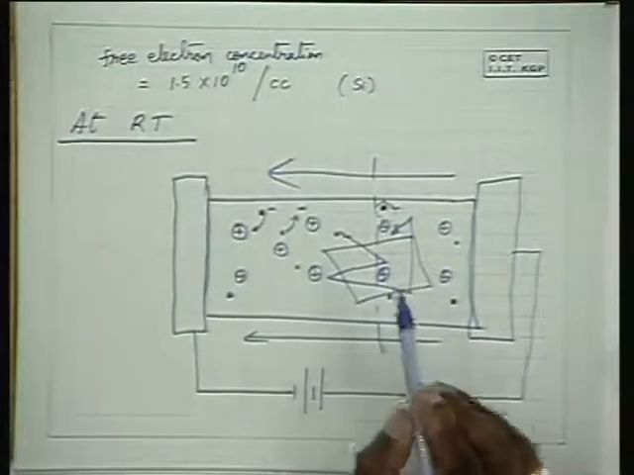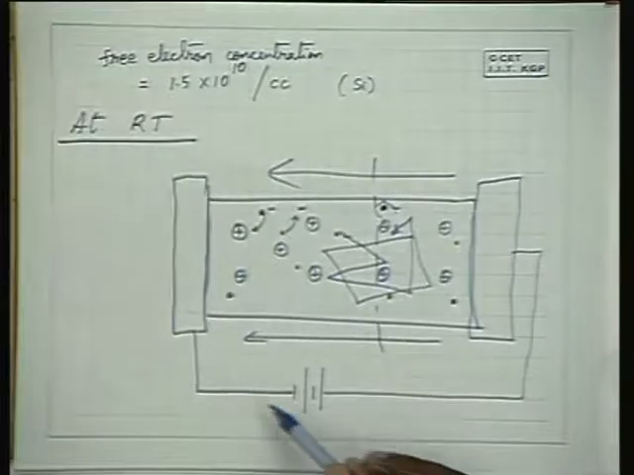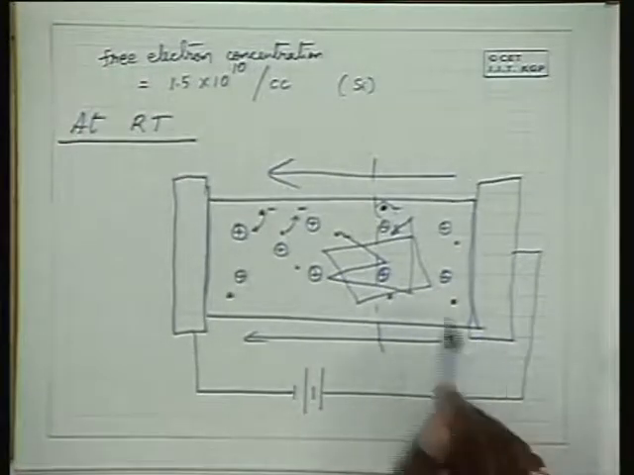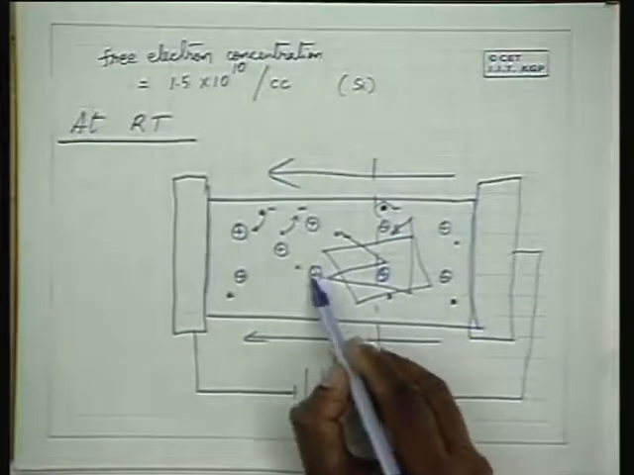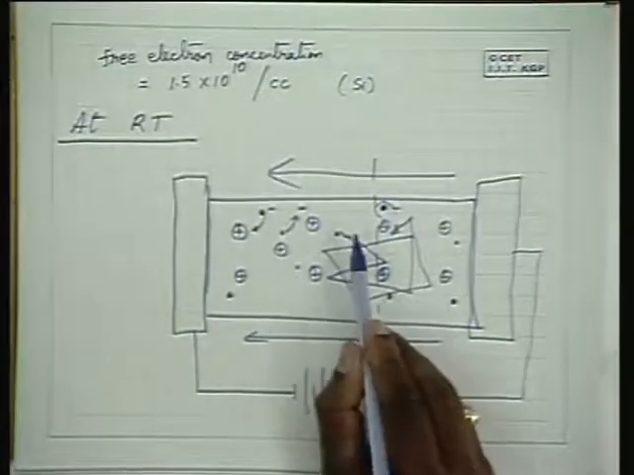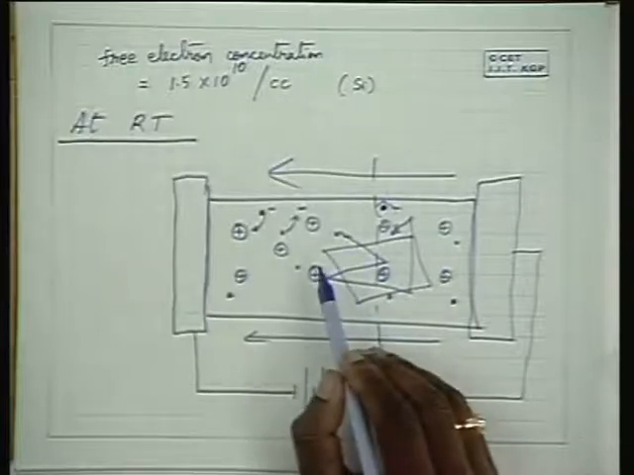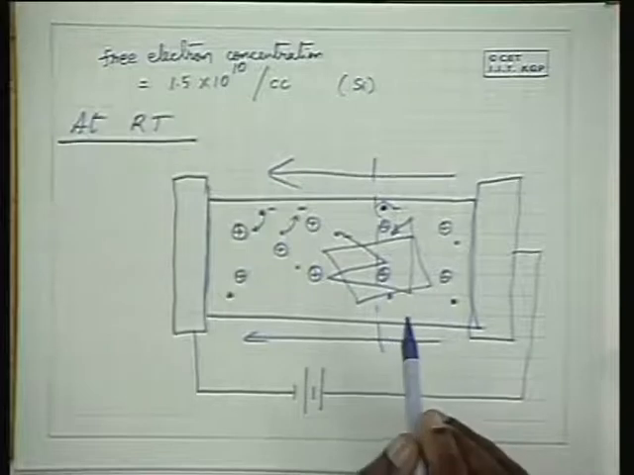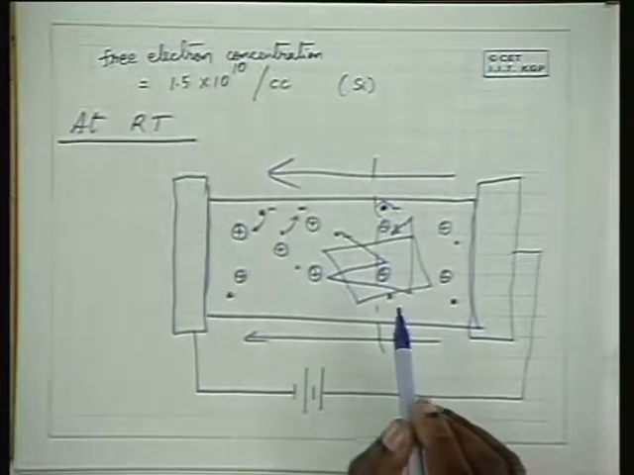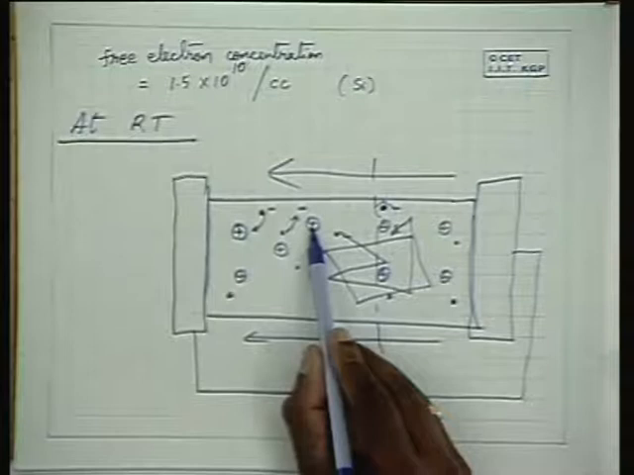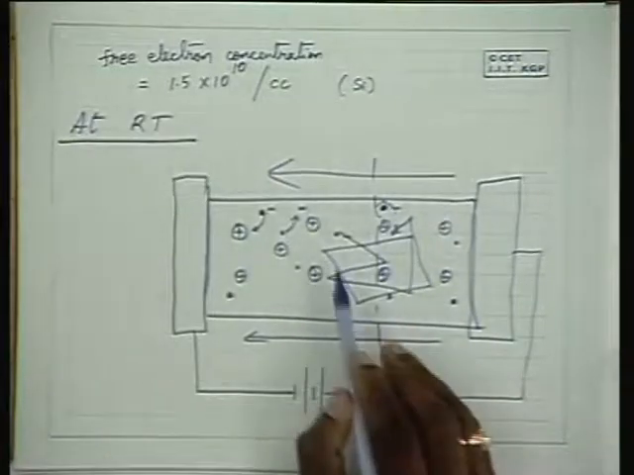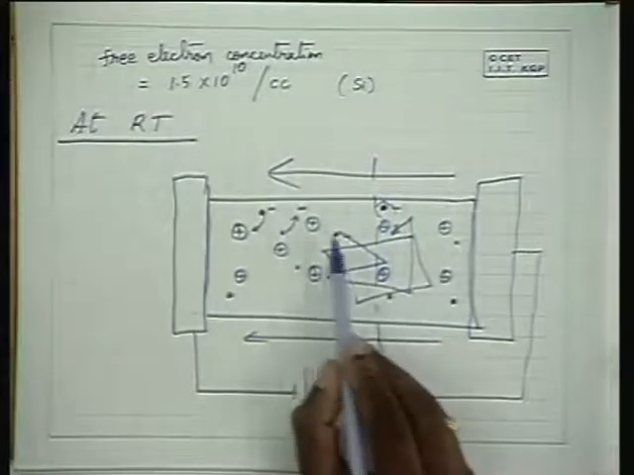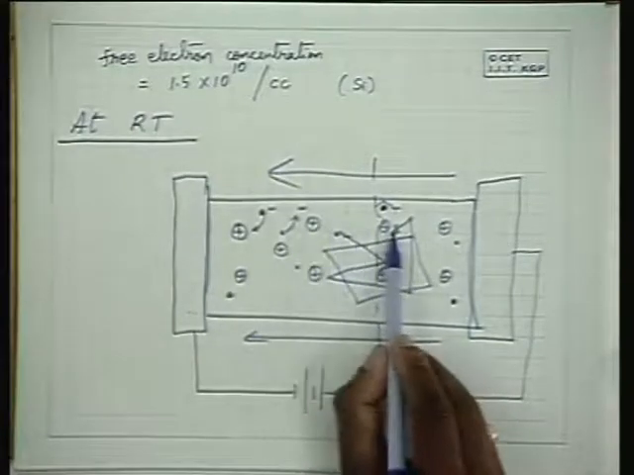The electrons are under the influence of this field, the external field, as well as the internal field, which is a periodic field distribution. Then what is the behavior of the electron in this kind of field? Well, the electron is influenced by the sum field. If the sum field is in this direction, the electron gets attracted in this direction.